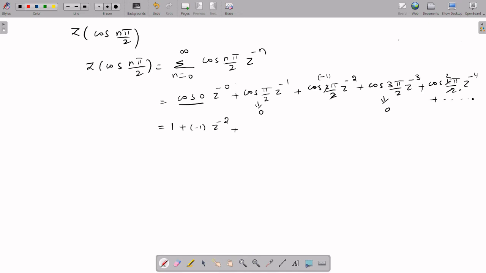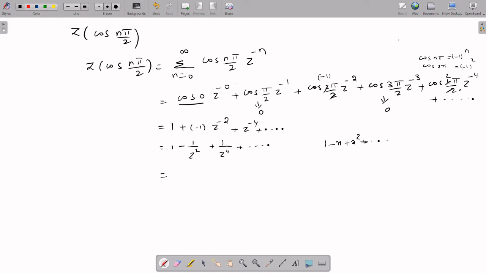Cos 2 pi is 1. That is, cos n pi value is equal to minus 1 whole power n. When n is equal to 2, you get cos 2 pi, isn't it? Cos 2 pi is minus 1 whole power 2, minus 1 whole square is 1. So plus 1 into z power minus 4, plus etc. Or you can have 1 minus 1 by z squared plus 1 by z power 4 plus etc. This will go up to infinity. Or what about 1 minus x plus x squared plus x minus etc.